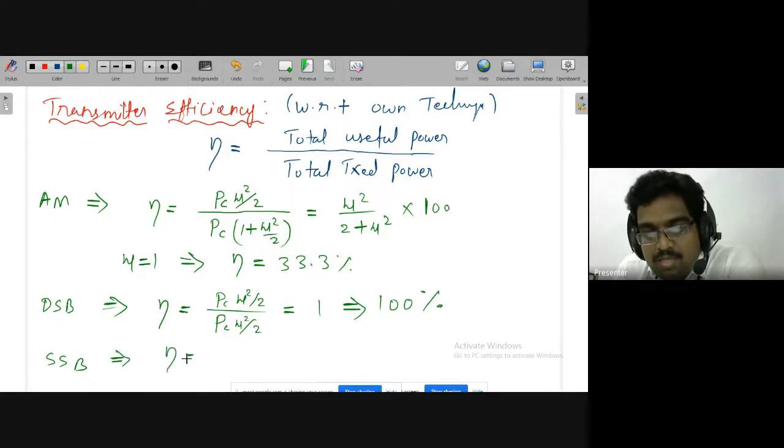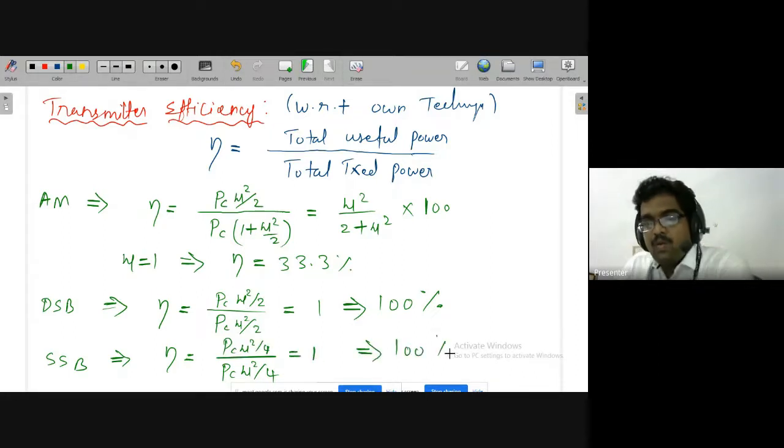Similarly, for the SSB system, I am transmitting PC mu square by 4. Again, that power is actually the useful power because we are sending only any one of the sidebands. So PC mu square divided by 4, again it is 100%. Always remember this formula. Mostly in the exam, they will ask based on this formula. Very rarely, they will also ask for DSB and SSB.